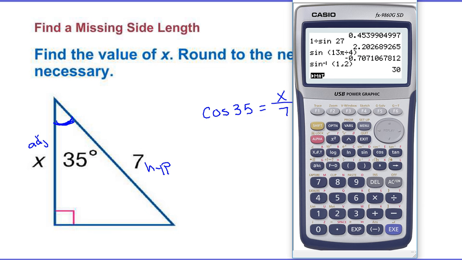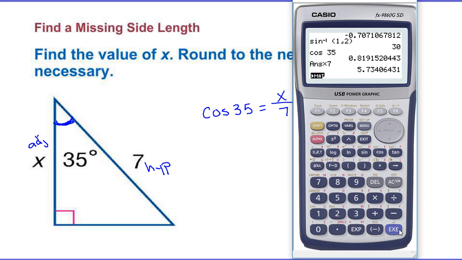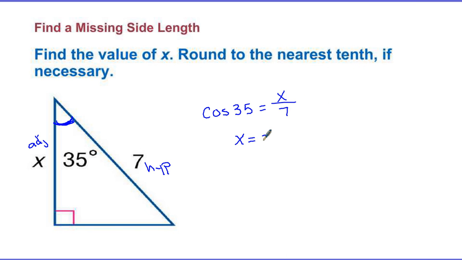So on the calculator, it's in degrees already, so I'm going to do cosine of 35. I'm going to multiply that number by 7. Alright, and so that missing side there, x is equal to 5.7. Okay, so that's it for the calculator and missing pieces of right triangles.